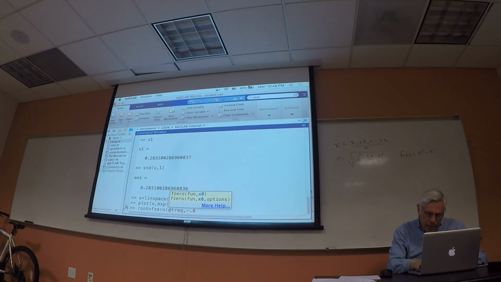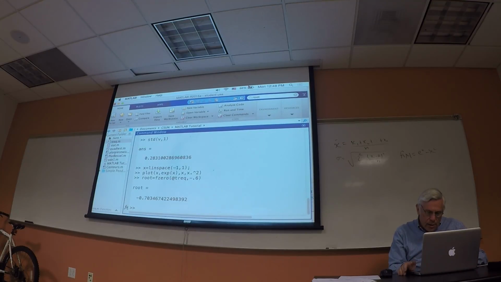Okay? And see what it comes out for the root. Minus 0.703, blah, blah, blah. Remember, we saw it was kind of close to minus 0.7. Okay? How well did this do? Well, let's compute f of x at that root that it just calculated. And again, you don't want to punch this in by hand. That's why I put root.